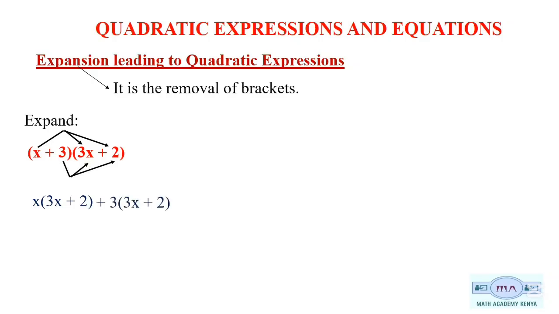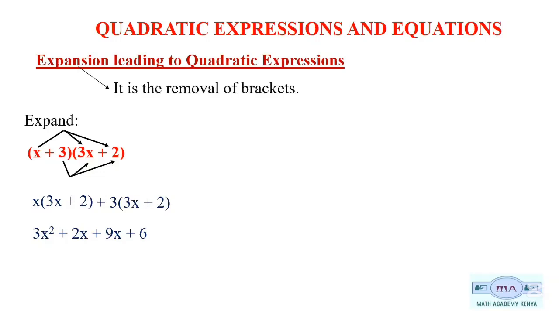Going ahead, we now multiply what is outside with what is inside the bracket. And later on, we end up with x times 3x giving us 3x squared. Then x times 2 gives us 2x. Then 3 times 3x gives us 9x. Then 3 multiplied by 2 gives us 6. So at this particular juncture, you end up with 3x squared plus 2x plus 9x plus 6.